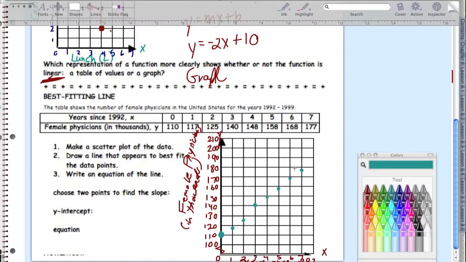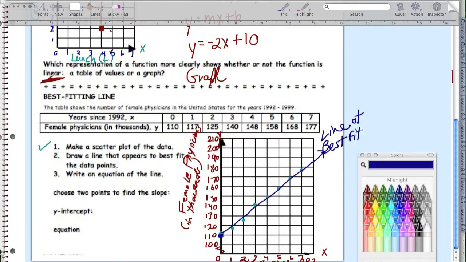So what we want to do is, now that we made the scatter plot, draw a line that appears to best fit the data points. So notice here we're not going to connect them. Instead we're going to draw a line that's basically going to be as close to each point as it can be. This is our starting point. It's kind of our ending point. So my line is going to go, and it might be a little hard to keep it as accurate as possible, but there's a line of best fit. So this is my line of best fit.